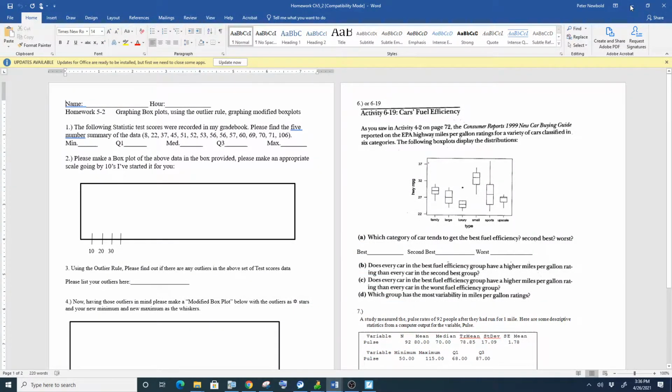Welcome back to helping you on 5-2: graphing box plots using the Outlier Rule and graphing modified box plots. Shout out to Carson who inspired me to make this video.